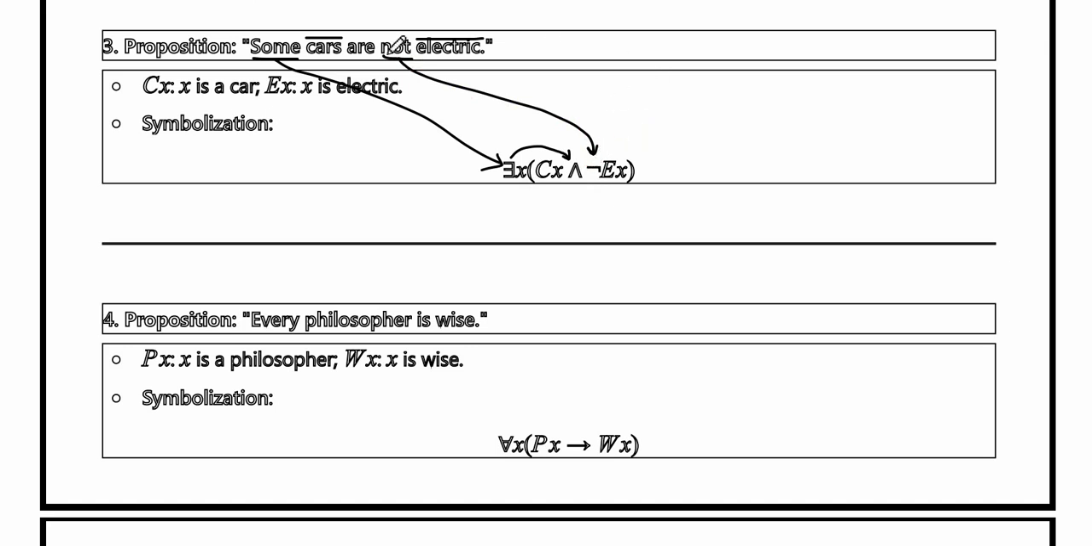Okay. This is also compatible, but it's up to the individual what they want to do. Okay. So how do we read this? There exists an x such that x is a car and x is not electric.